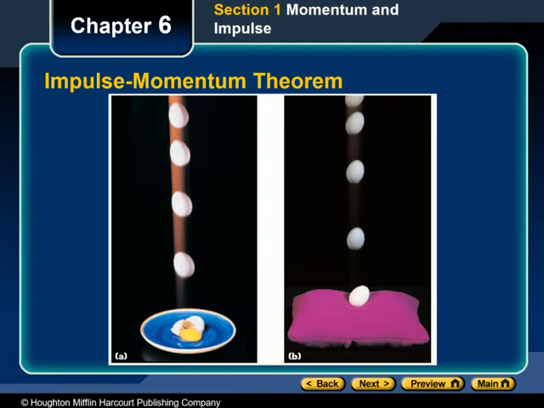By applying a small force to the egg over a longer time interval, the pillow causes the same change in the egg's momentum as the hard plate, which applies a large force over a short time interval. Because the force in the second situation is smaller, the egg can withstand it without breaking.